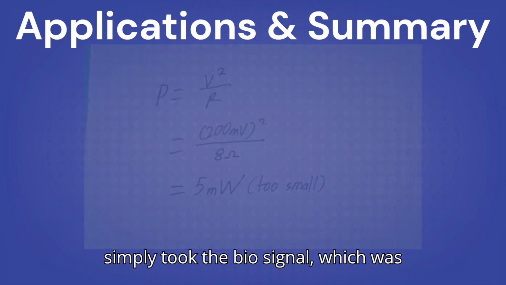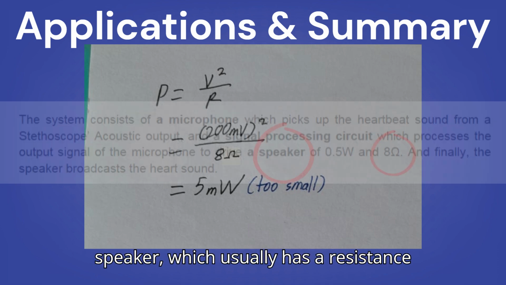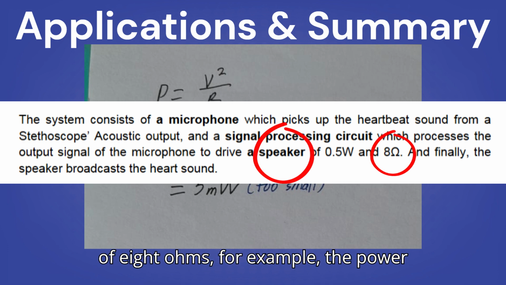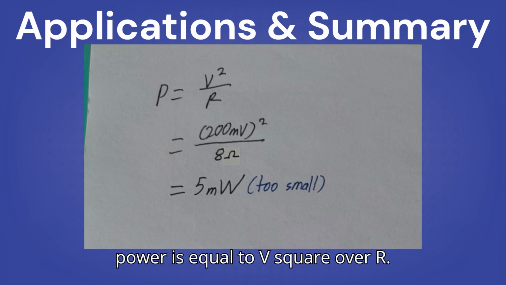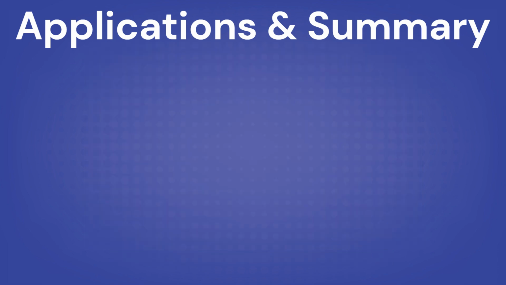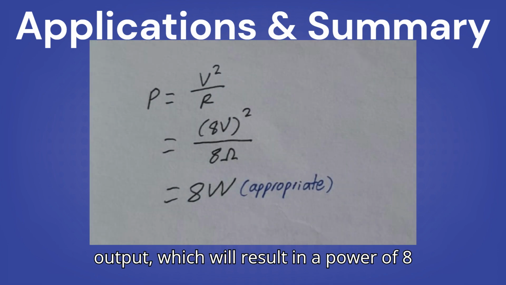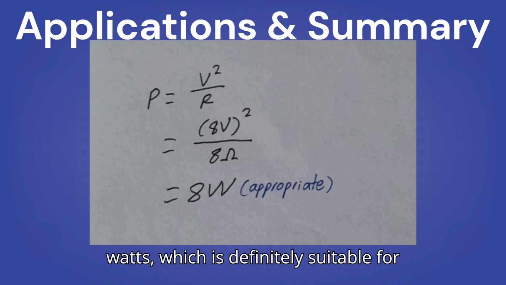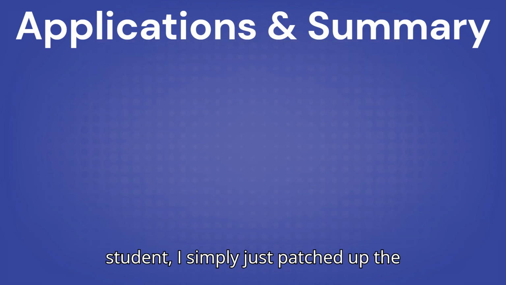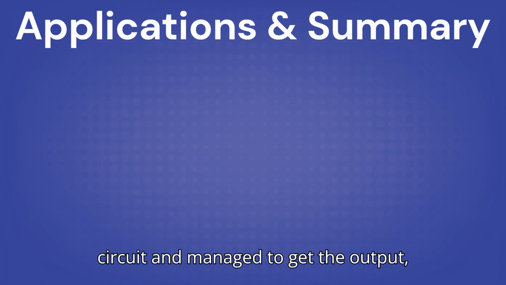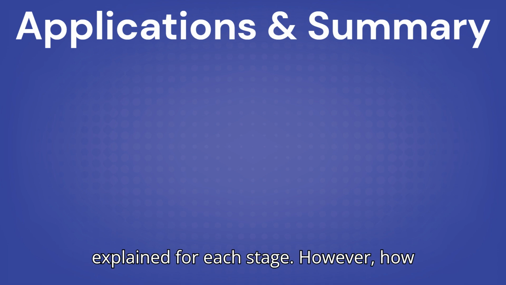If we simply took the biosignal, which was around 200 mV in the oscilloscope demonstration, and drove that into the speaker, which usually has a resistance of 8 ohms for example, the power will only be about 5 mW, since power is equal to V squared over R. Hence, we will use the signal processing circuit, giving us about 8 volts at the output, which will result in a power of 8 watts, which is definitely suitable for an acoustic output. As a student, I simply patched up the circuit and managed to get the output, which were the waveforms shown on the oscilloscope, and it matches the theory explained for each stage.